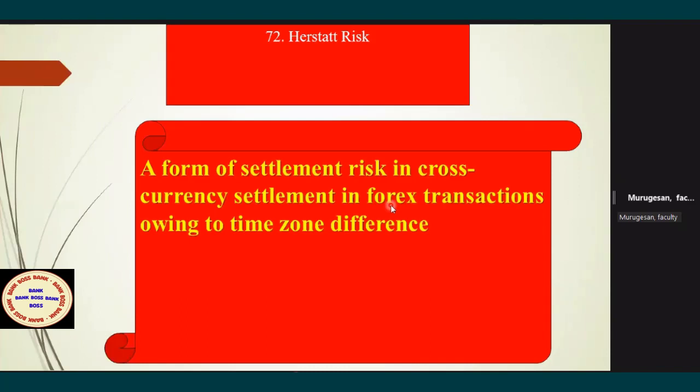Immediately remember: on account of loss, on account of possible loss. I don't say it will always happen. The possible loss on account of settlement, owing to time zone differences, is called Herstatt risk. It's a form of settlement risk, a sub-form of settlement risk. Agreed? And the name is Herstatt.